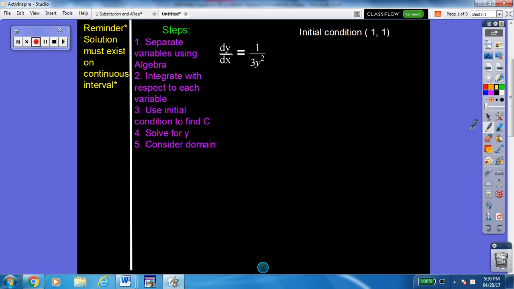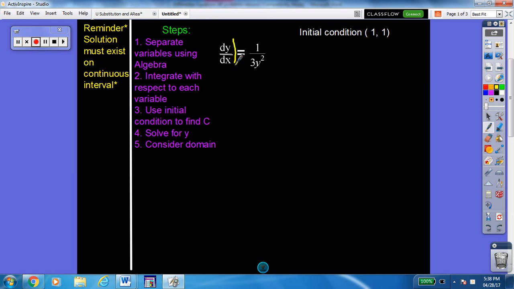Okay, welcome back. This is the third example of solving differential equations that are separable. In this particular example, there's going to be an interesting thing that happens with the domain. So hopefully you make it all the way to this example, and of course if you're watching, you probably have.